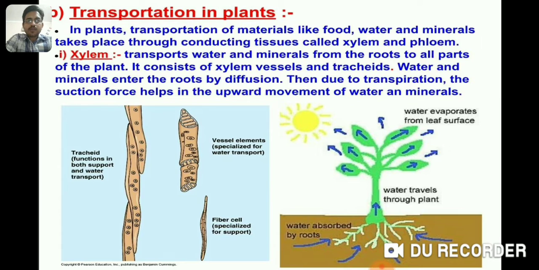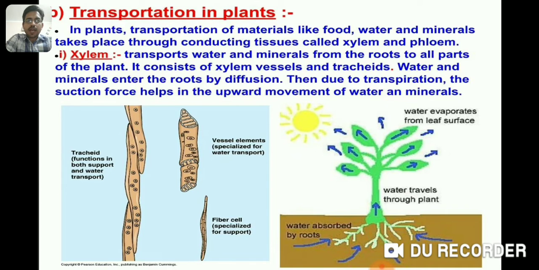In plants, transportation of materials like food, water, and minerals takes place through conducting tissues called xylem and phloem. Xylem is responsible for transportation of water, whereas phloem is responsible for transportation of food. Xylem transports water and minerals from the roots to all the parts of the plant.